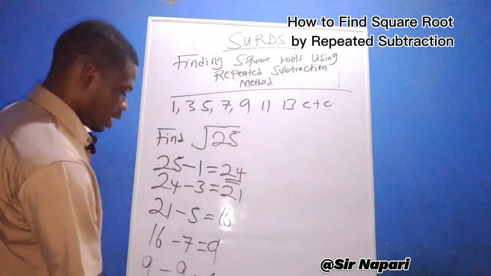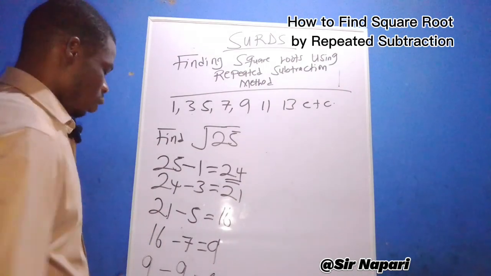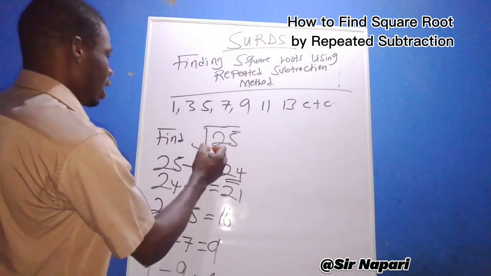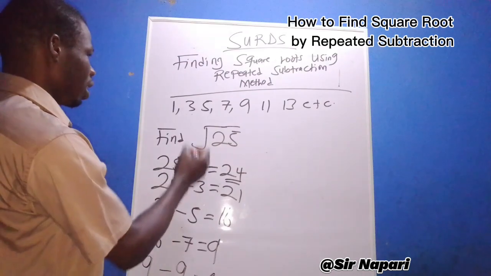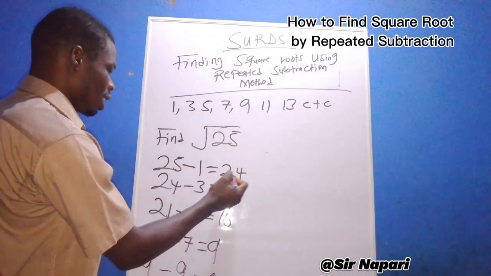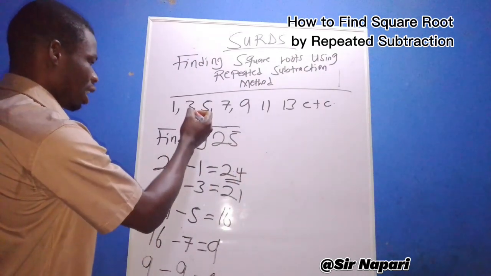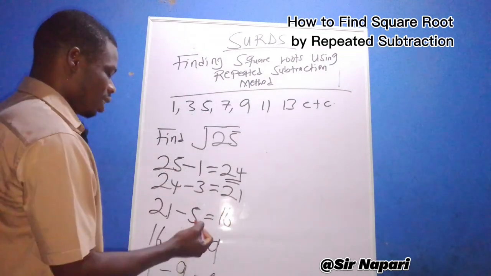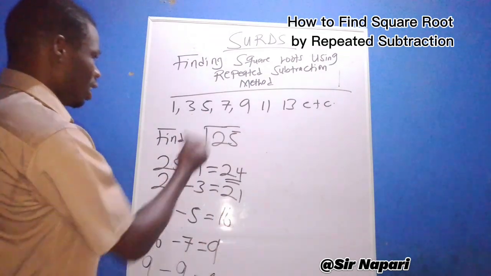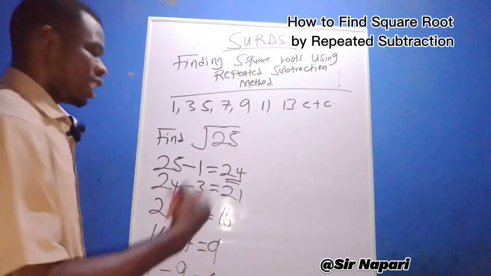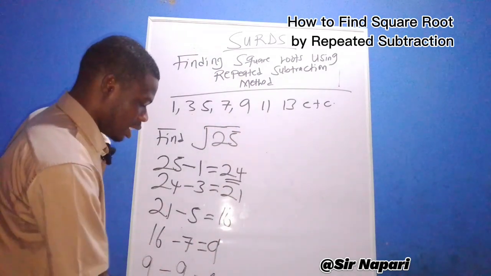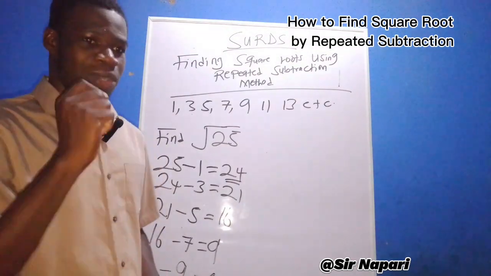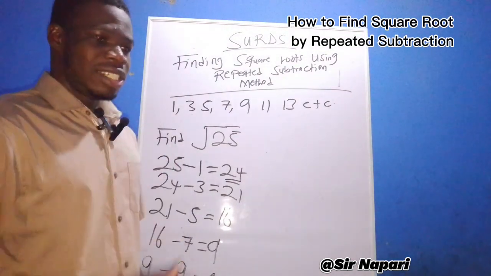When you keep on subtracting and you finally get 0, then you stop there. This is what repeated subtraction is. You take the number in the root, subtract the first odd number, take the answer, subtract the second odd number from it, then the third, the fourth, the fifth, in that order, until your answer is 0.